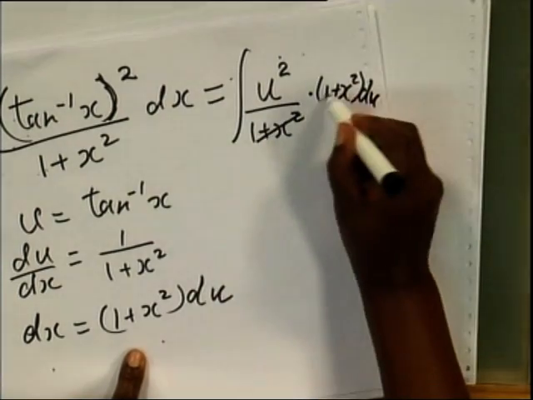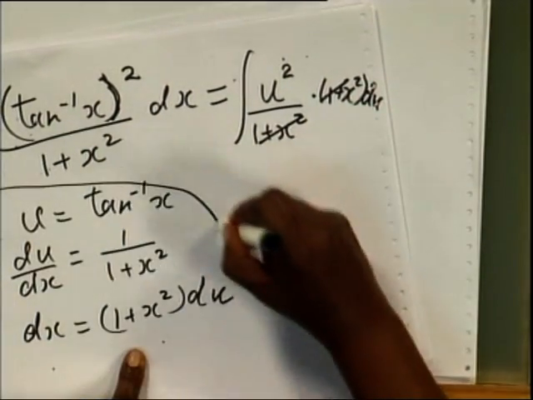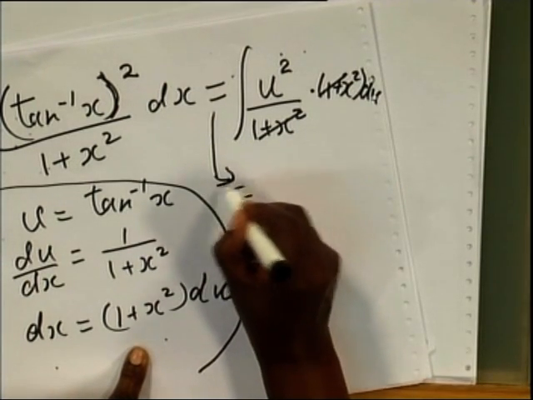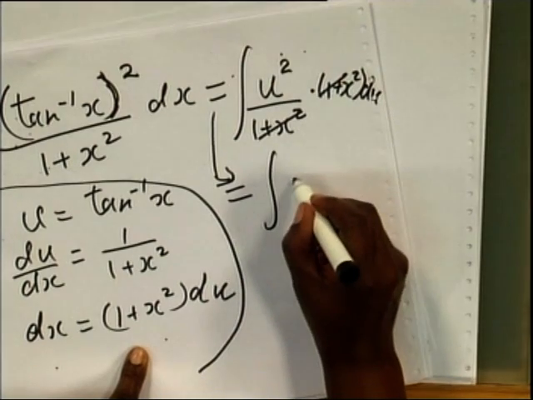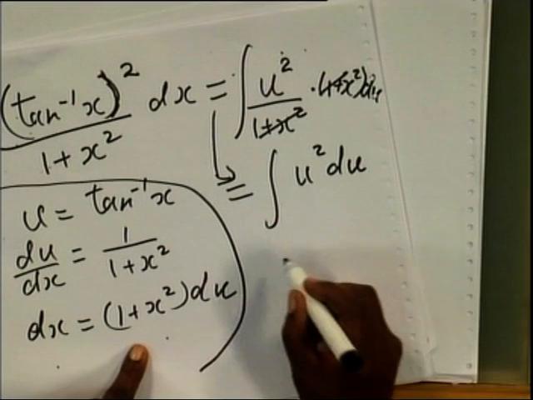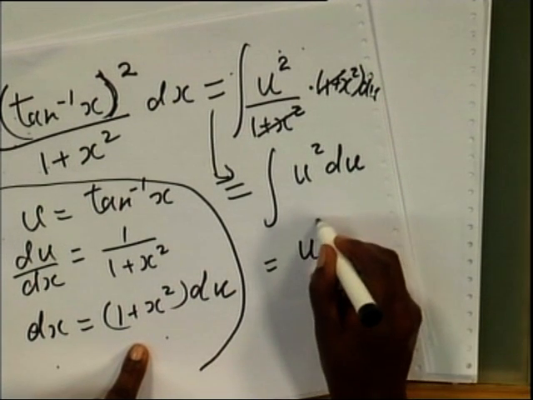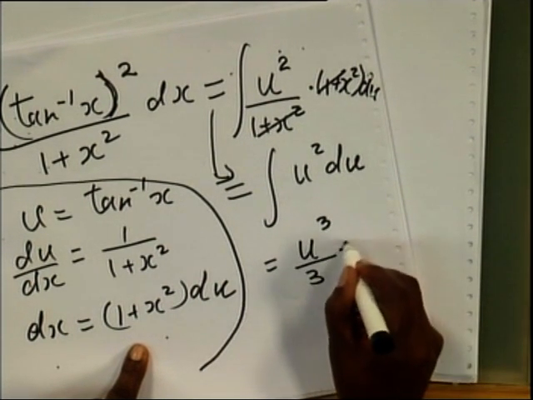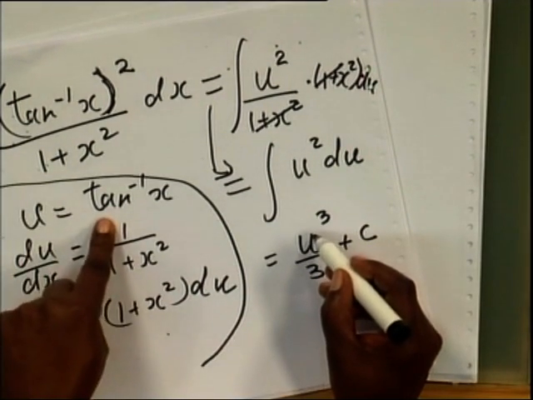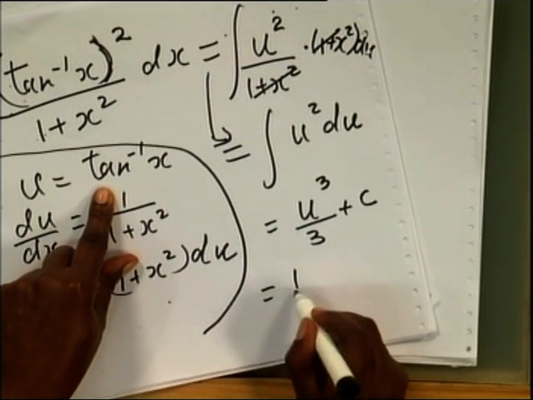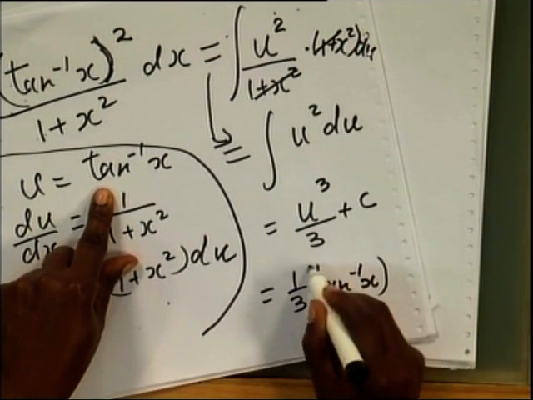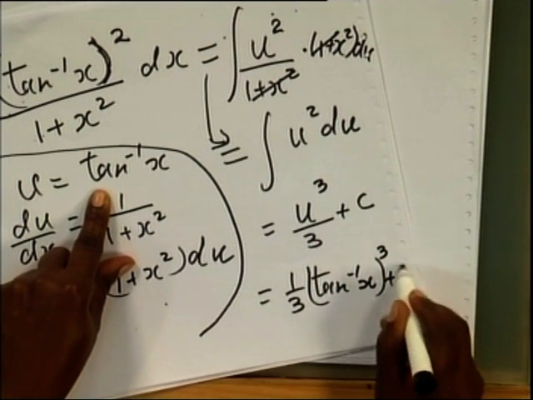So this cancels with this one here. So I want to use the same line. And then here is going to come this one here. I'm going to integrate now u squared du. Now I have the power rule. So this is going to be u cubed over 3 plus c. Now I know my u is arctan, so my outcome is going to be 1 over 3 tan inverse of x, all to the power 3, plus c.